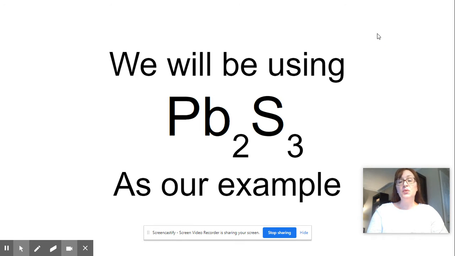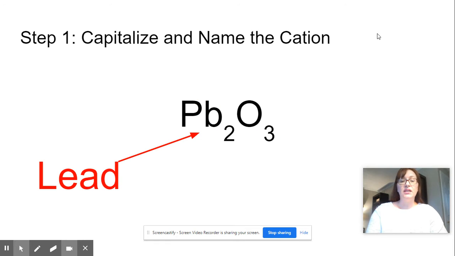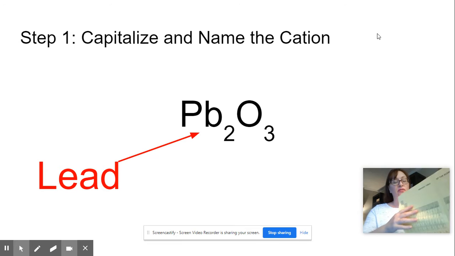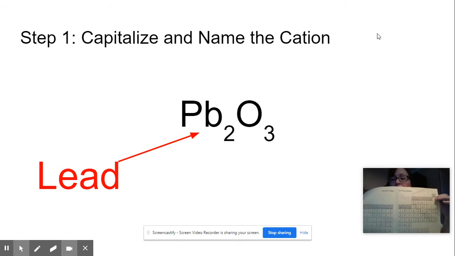So the example we're going to do today is Pb2S3. And if we take a look at step one, it says to capitalize and name the cation. So the cation is always written first. And if I look on my periodic table, I have monatomic ions, right? Because this is a binary ionic, so it's only going to have two monatomic ions.